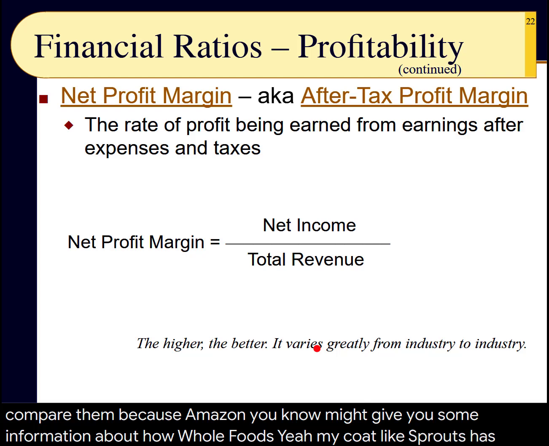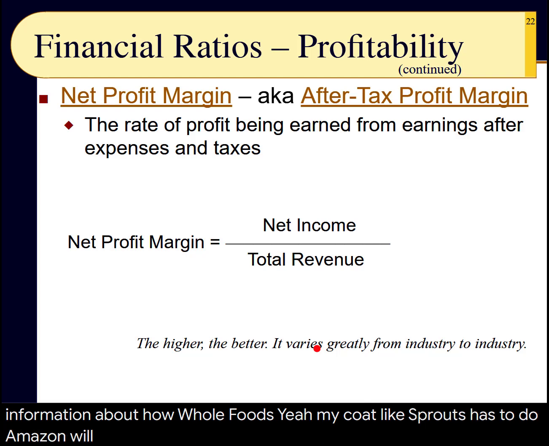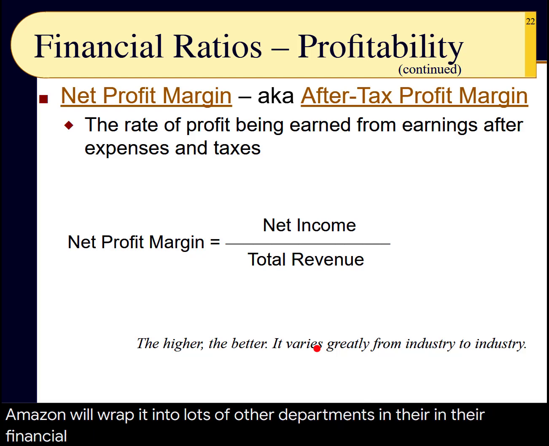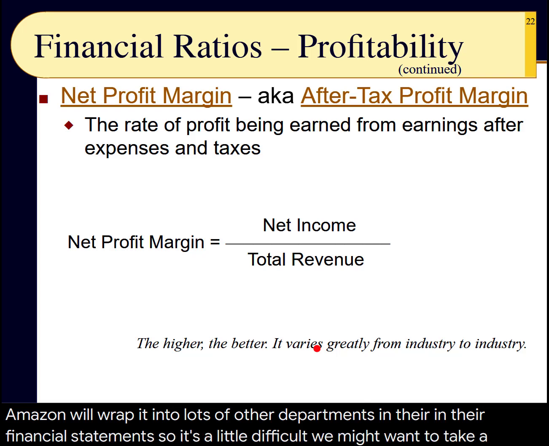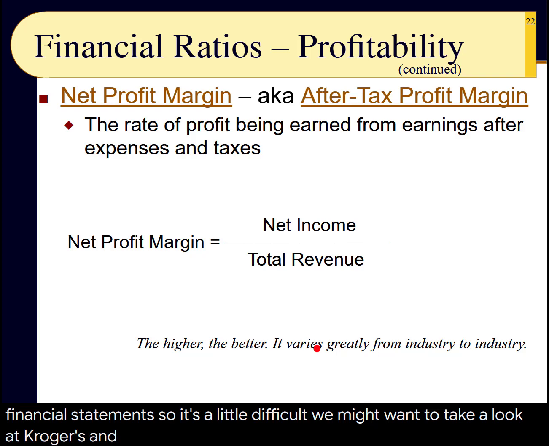Amazon will wrap it into lots of other departments in their financial statements. So it's a little difficult. We might want to take a look at Krogers and Safeway. Vons, for those of us who live on the West Coast, is owned by Safeway, and Albertsons and Krogers are somehow, I thought they were already together, but now I think they're working together.